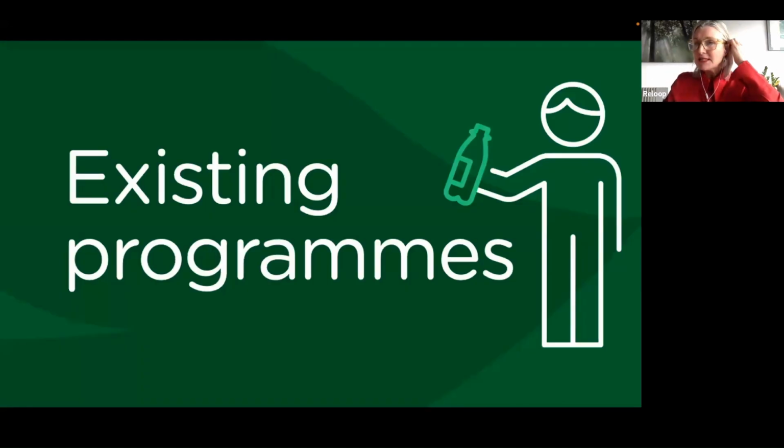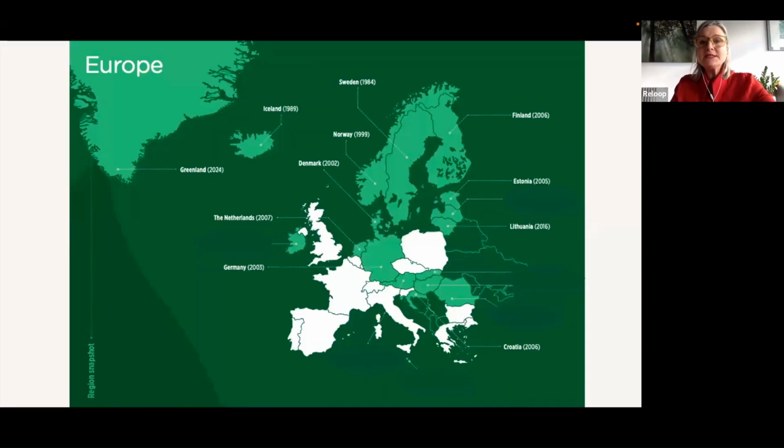But let's take a look at some of the existing programs in Europe, which is really where most of the deposit return activity is going on. This is the European map up till 2022. And you can see here, there's a whole bunch of countries, most of them in Northern Europe, in Scandinavia. But of course, we do have big Germany here with about 85 million people.